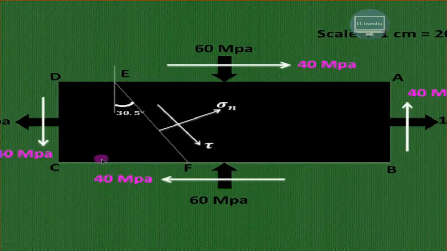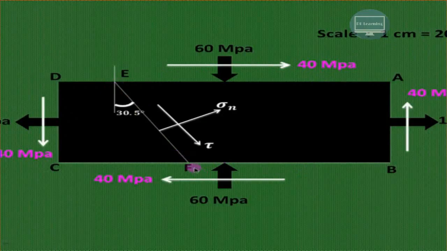Similarly, for these planes, the stress is compressive, and as it is compressive, it is negative. What is the magnitude? It is 60 MPa, so 60 divided by 20 is 3. So minus 3 because it is negative. Compressive stresses are considered negative. And the complementary shear stresses are producing a clockwise moment, and their magnitude is 40 divided by 20, that is 2. But as they are producing a clockwise moment, they are considered positive.